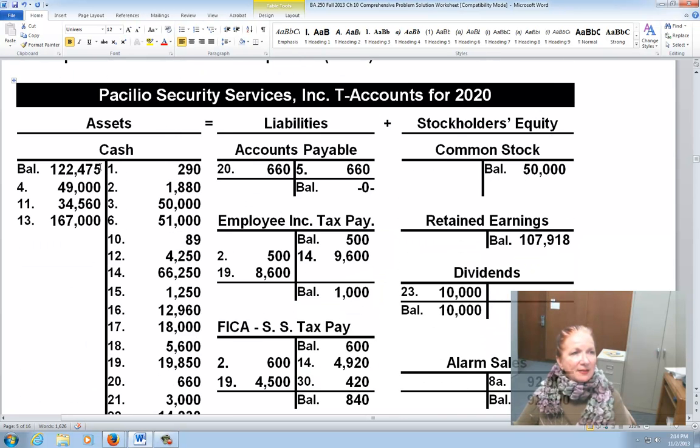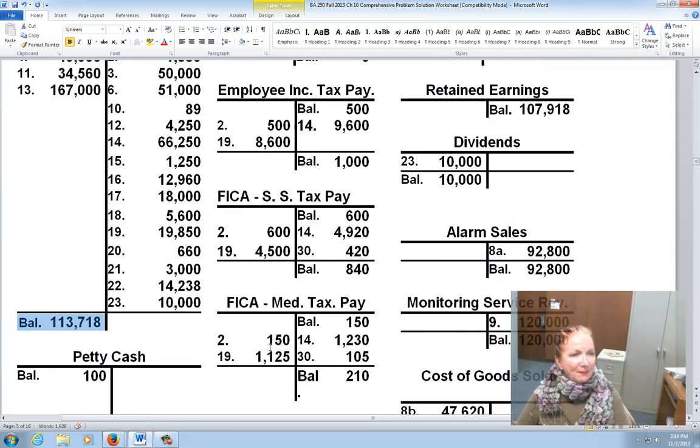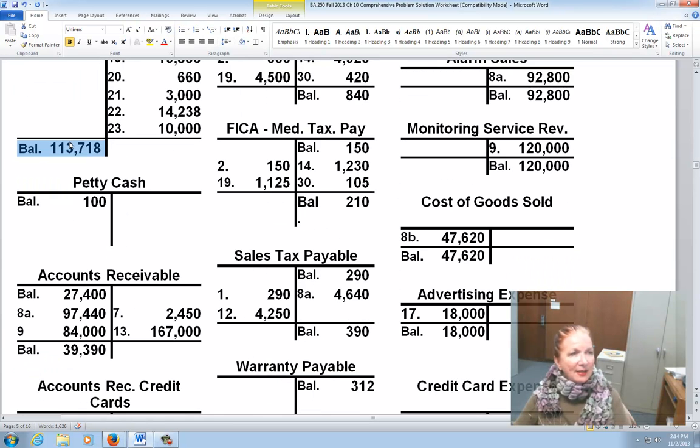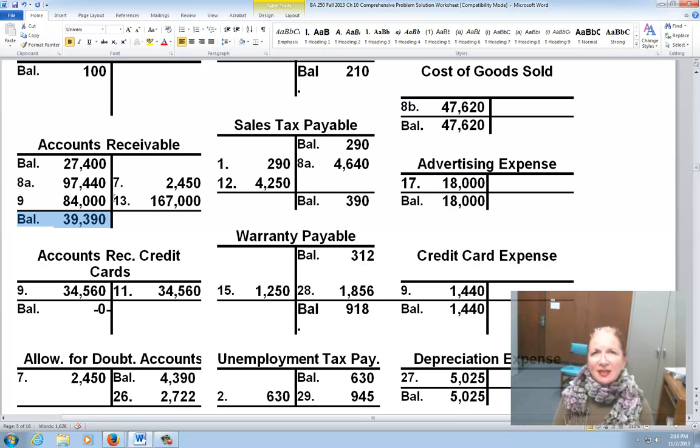Cash, the beginning balance was a debit because cash is increased with the debit. Cash is a very active account, so it has all these transactions, and then at the end it has this ending balance that you can see. So it has a debit balance. Petty cash doesn't ever change, so it has a beginning balance. Accounts receivable have a beginning balance that's a debit, and they have an ending balance that's a debit. So assets and expenses and dividends, they all go up with debits, so they have debit balances.